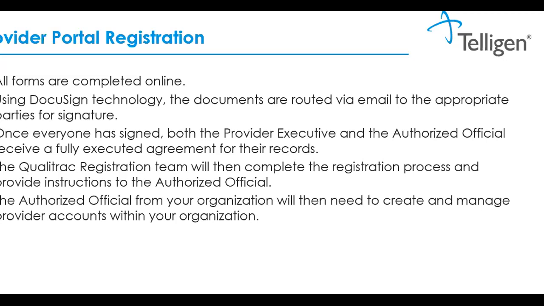Once everyone has signed and completed their parts of the process, the executive and the authorized official will receive a fully executed agreement. You can retain that for your records, just have it on file so you have that information. Here at Telligent, we'll set up those accounts and then provide that information such as user IDs, training guides, and links to activate those accounts back to you through email. And then once that authorized official has their information, has logged in and set up their password, they'll be able to go through the process of setting up any additional users that need to have access to the portal for your organization.